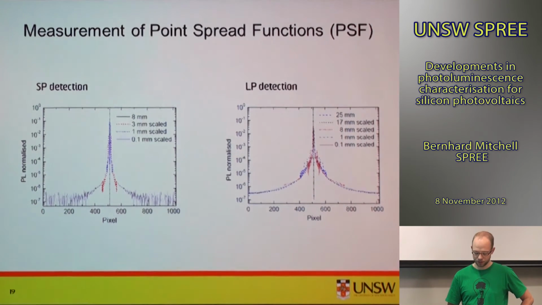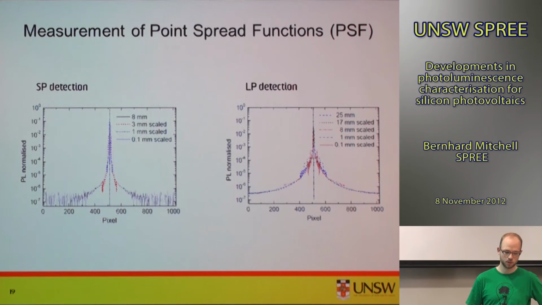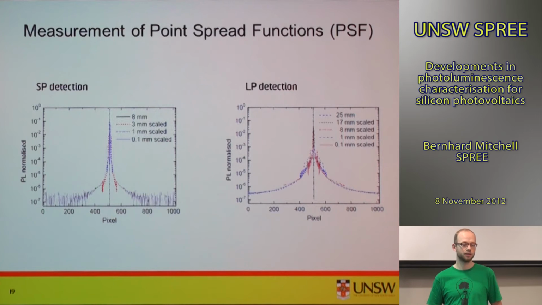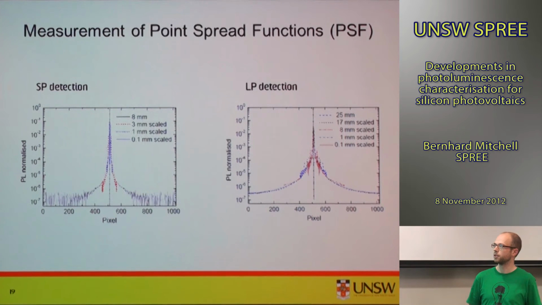Then we tried to quantify the spreading, and we measured the point spread function. We illuminated the CCD with different types of apertures and scaled them on top of each other so that we got a point spread over about six orders of magnitude for both short pass and long pass. And you can see that the long pass image has a wider spread. And this is a methodology which wasn't published before for PL imaging, and which also affects wafer images.